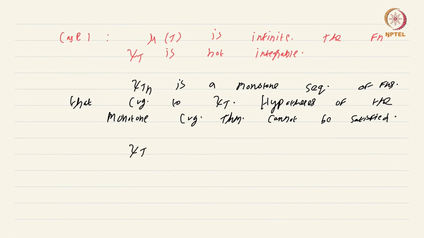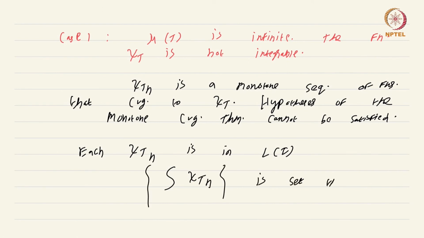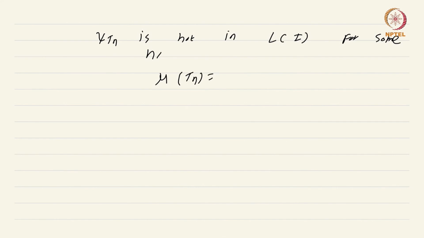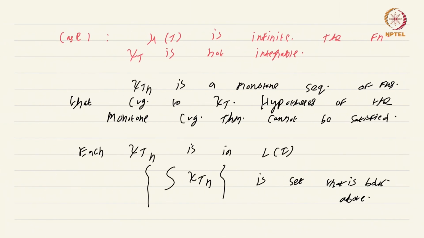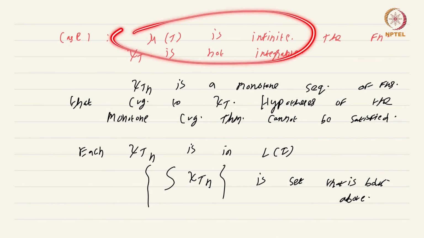Well, the hypotheses were, translated to our particular situation, each chi of t_n is in L of I. That was one of the hypotheses, and this collection of integrals of chi t_n is a set that is bounded above. Right? So one of these will have to fail. Well, if chi of t_n is not in L of I for some n, then by definition mu of t_n is plus infinity. We already have mu of t is plus infinity. That's our global assumption in this case.